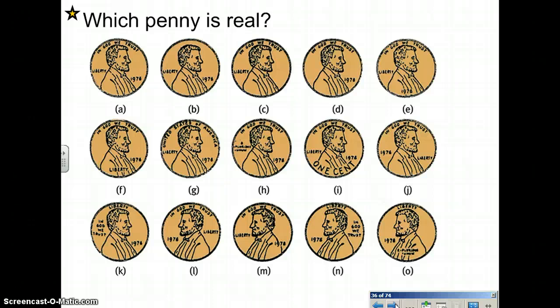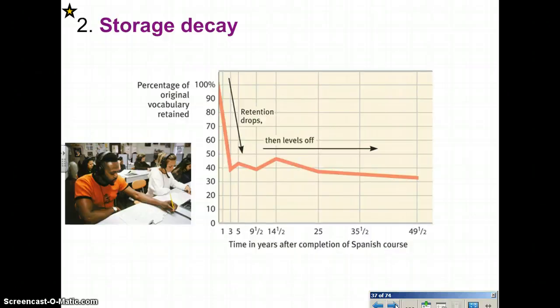The second major problem, as I said, is storage decay. Retention of information learned in, say, a high school Spanish class drops off pretty quickly after graduation. Many vocabulary words disappear if they are not used. However, as you can see from this graph, what is still retained by 5 years tends to last for a long time. And in fact, sometimes, based on tests, some of the language actually even comes back.